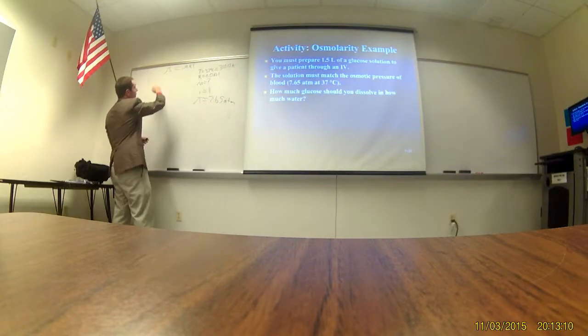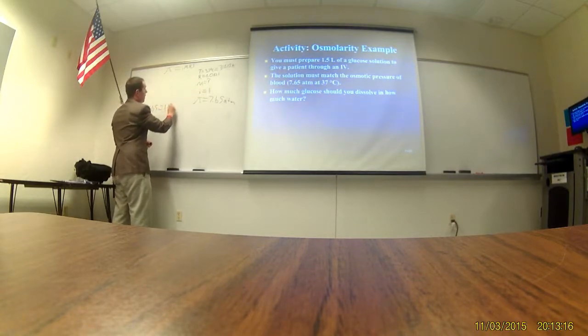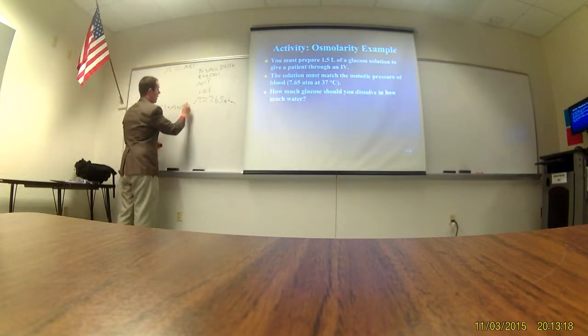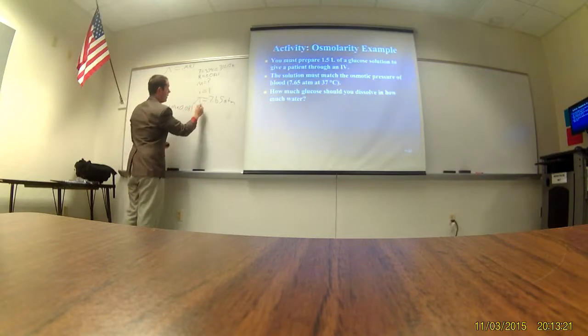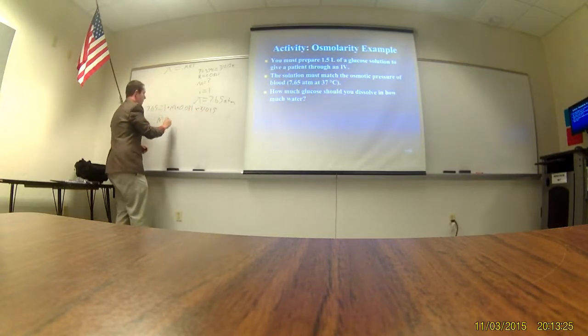So now we have everything except M. So 7.65 equals 1 times M times 0.0821 times 310.15. M equals what?